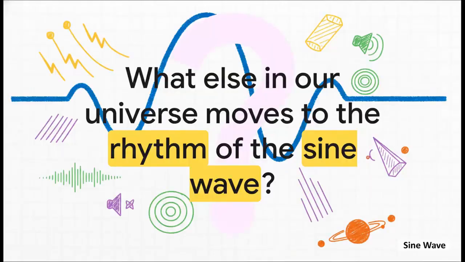So let's just end on this thought. We've seen how the simplest possible rotation creates the exact waveform for our entire power grid. But this wave also describes sound and light and even the orbits of planets. It really makes you wonder, doesn't it? What other parts of our universe are secretly dancing to the simple, elegant rhythm of the sine wave?